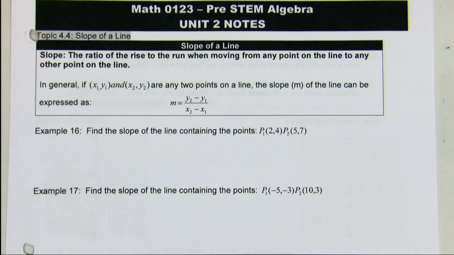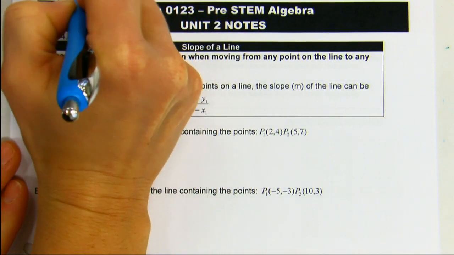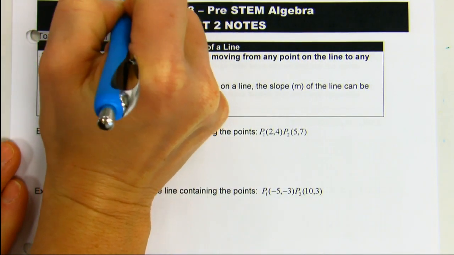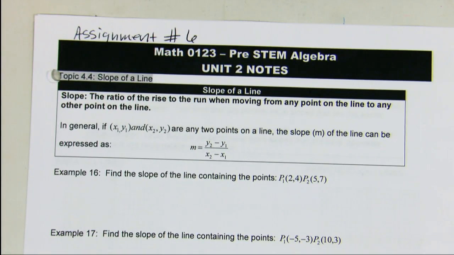This is the lecture over your assignment number 6. It's topic 4.3 through 4.4. We're going to talk a little bit about slope of a line.